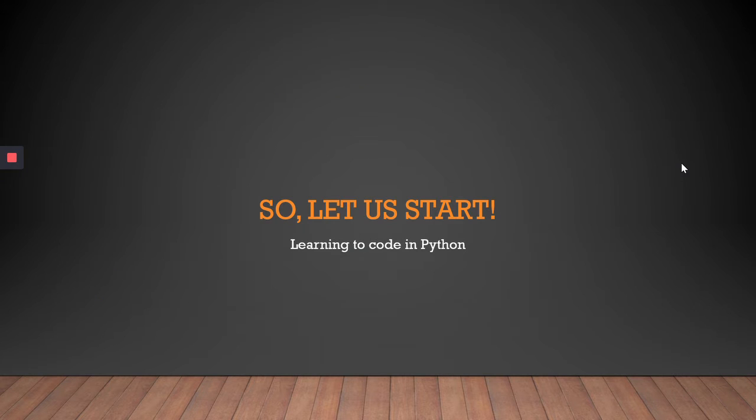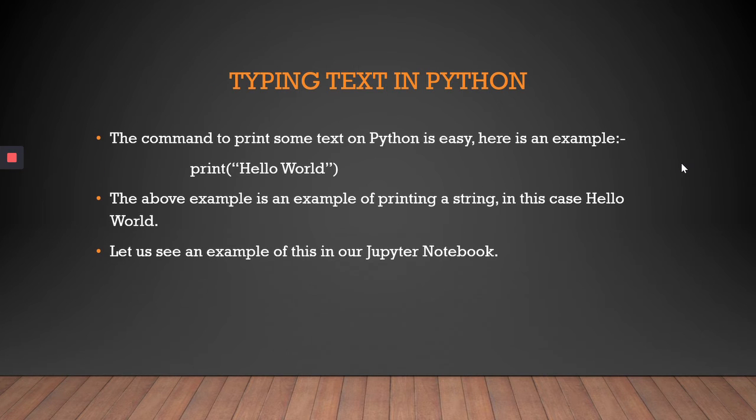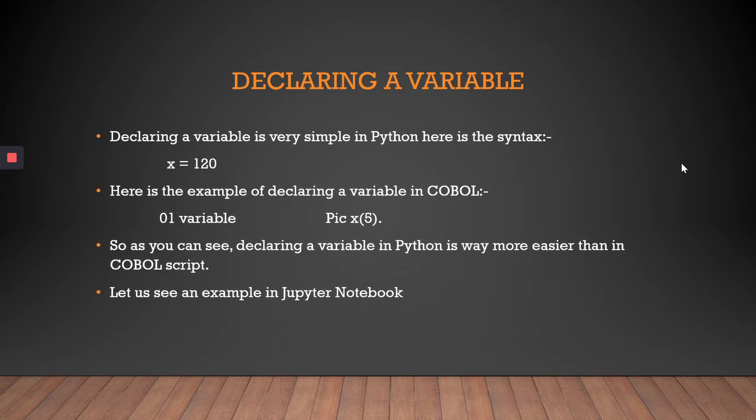So now we're going to start to learn to code in Python. Today we'll be learning about two concepts. One is declaring a variable and the other is to type text in Python. Let's first learn how to declare a variable in Python. Declaring a variable is very simple in Python. Here's the syntax: x space equal to space 120. But in COBOL it's really hard. You have to specify is it a string, is it a number, and so on. So as you can see, Python is easier than COBOL.